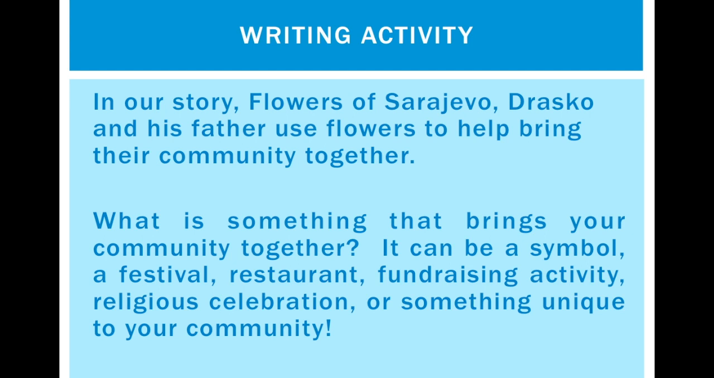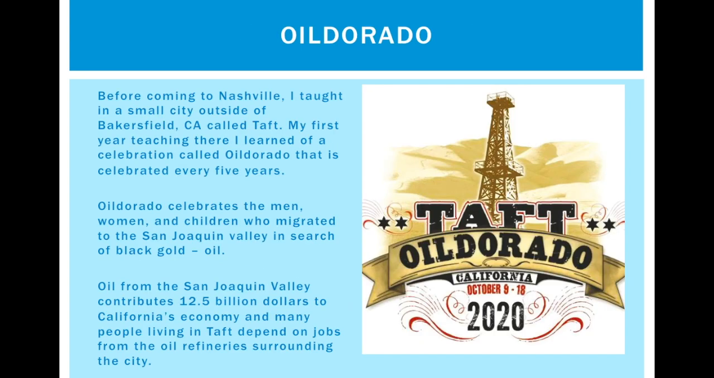In our story, Flowers of Sarajevo, Drasko and his father use flowers to help bring their community together. What is something that brings your community together? It can be a symbol, a festival, restaurant, fundraising activity, religious celebration, or something completely unique to your community.